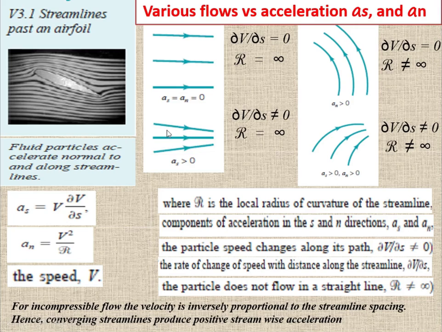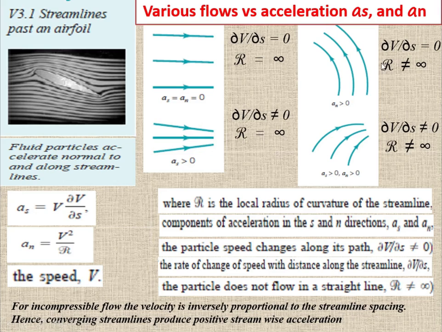Here you can see the line is straight, but the velocity is changing with respect to position. In that case the line is straight, which means the radius of curvature is infinite. So in that case a_n is 0, but a_s will not be 0, it will be greater than 0, because del V by del s is not equal to 0. So this is converging. We will see the reason why it is converging.